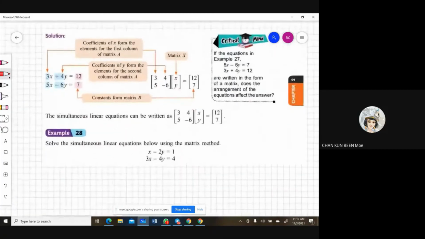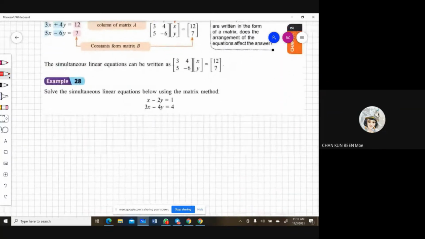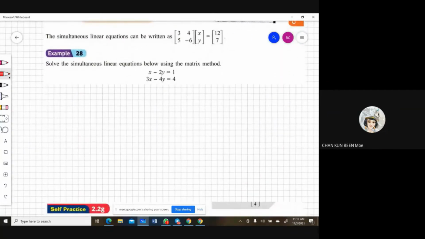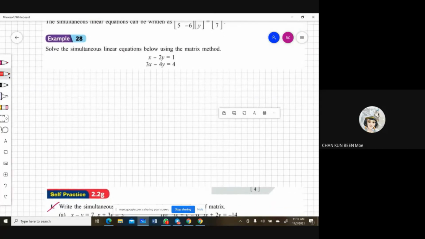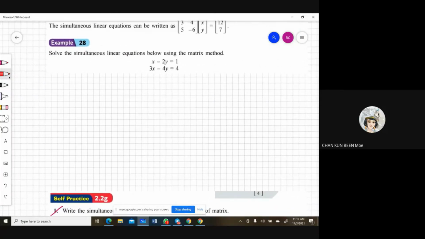Okay, now we move to example 28. So this is the way of showing how to replace the value. This one, I don't have to show you anymore. You can read it on your own. Okay, now we look at example 28 here. Solve the simultaneous linear equation below using the matrix method. So before we start solving them, you have to write down in the form of matrix.